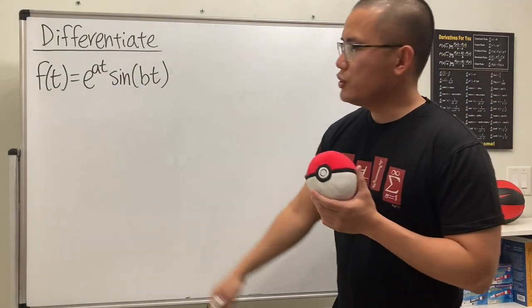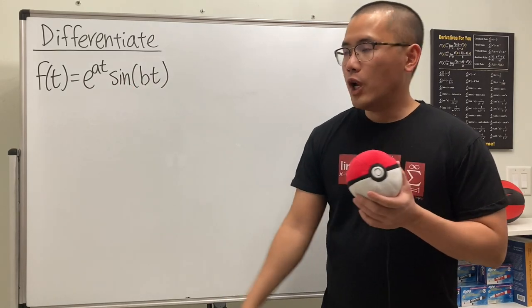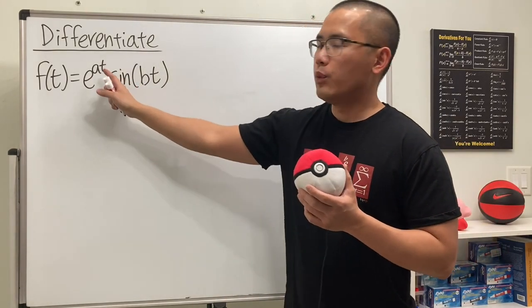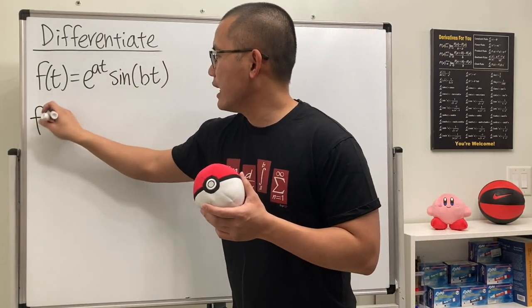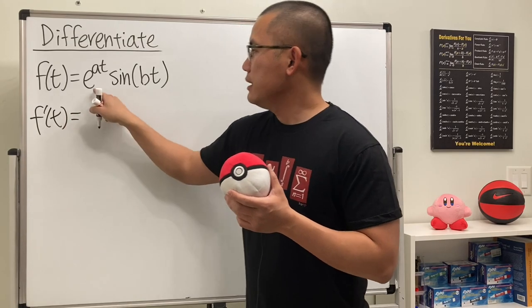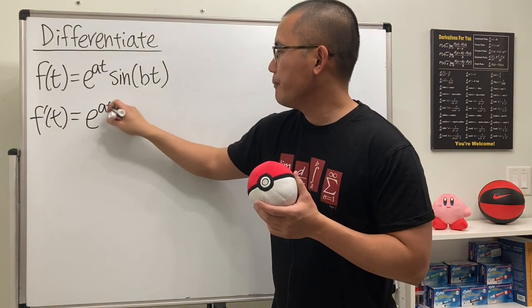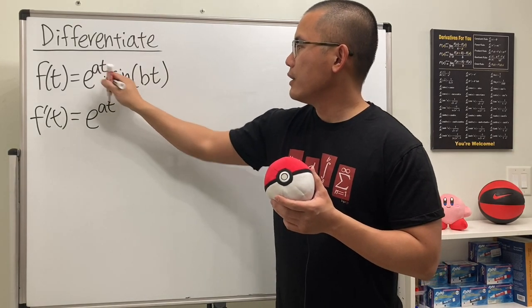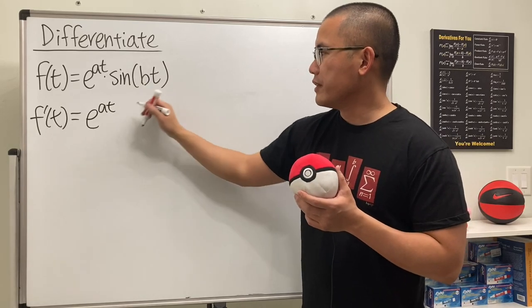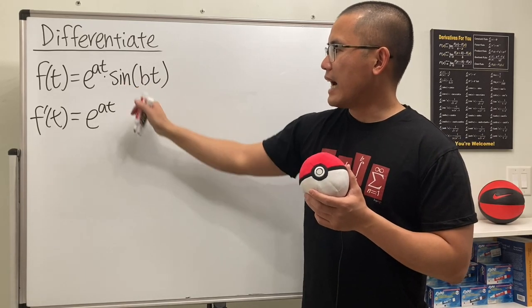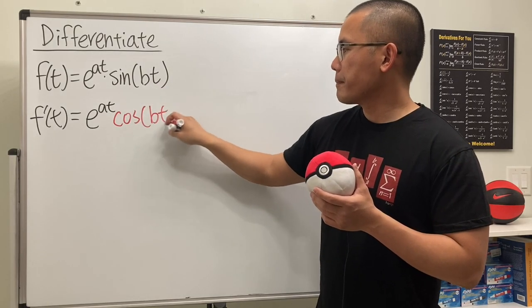Okay, we are going to differentiate e to the at times sine of bt. So here, we will have to use the product rule, and then we will see we also have to use the chain rule. So have a look. I'm going to write down f prime of t. This is our first function, so we first keep that. So we have e to the at, and we multiply by, right? So this is the second part. Product rule says we multiply by the derivative of the second. The derivative of sine is cosine, so let me write that down. And the input stays the same.